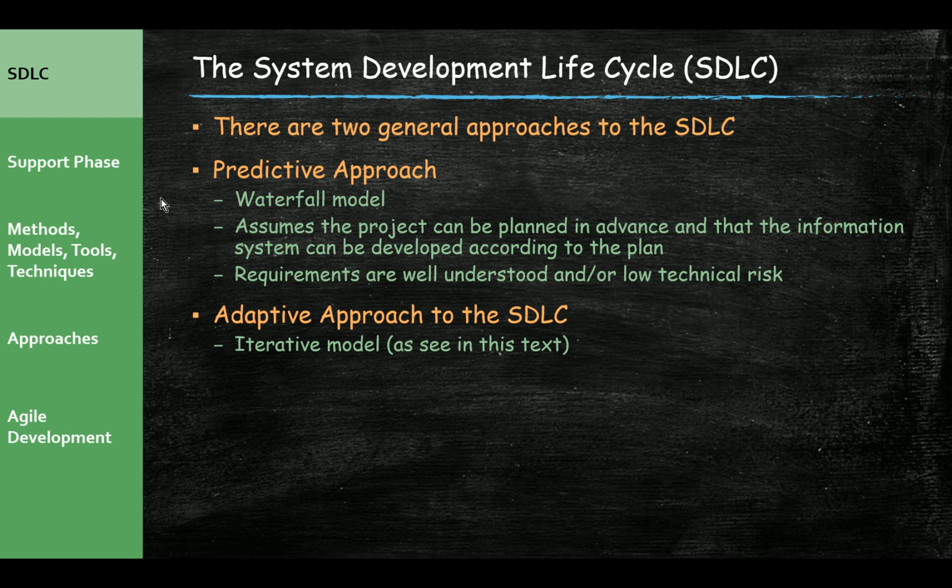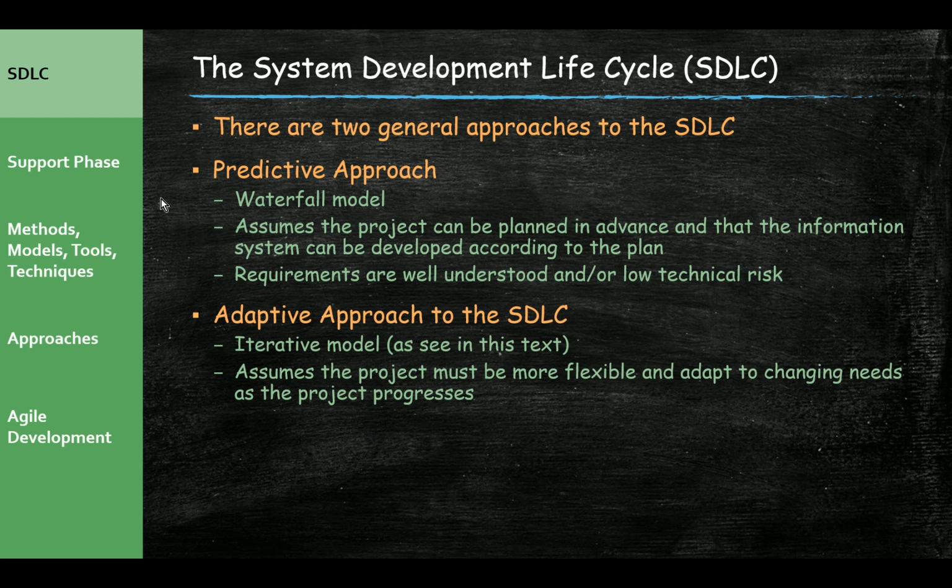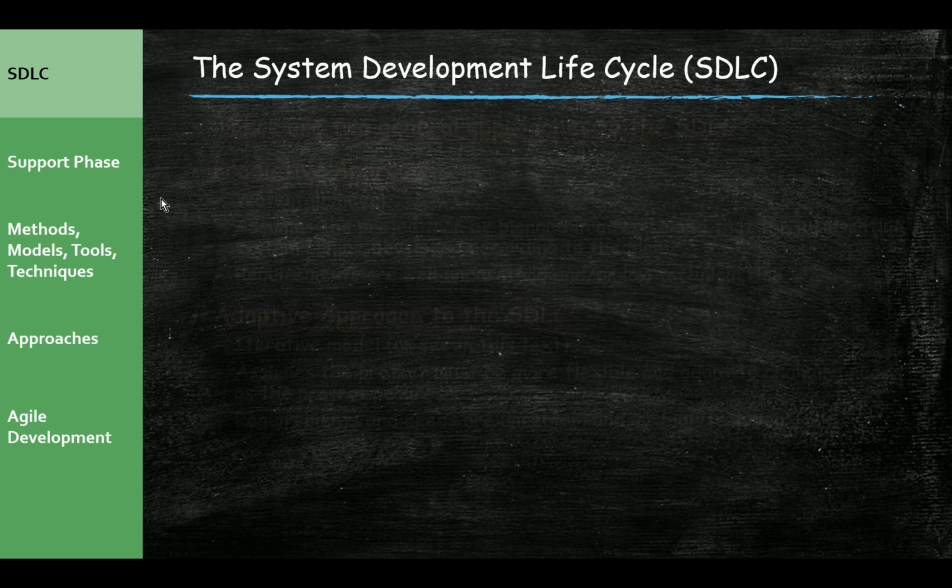So in an adaptive approach, we create the blueprint, we start building the system, but then we might come back to another iteration and say, we've learned in this first iteration that we do want to move 10 feet to the left, so we can make those changes. It assumes the project must be more flexible and adapt to changing needs as the project progresses, which I discussed. Requirements and needs are uncertain or there's high technical risk. So sometimes the users don't know exactly what they need in this new system.